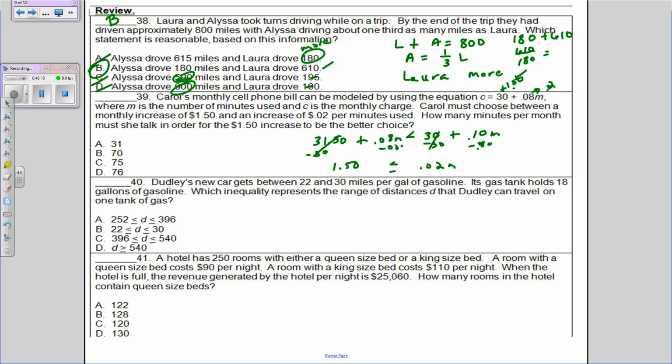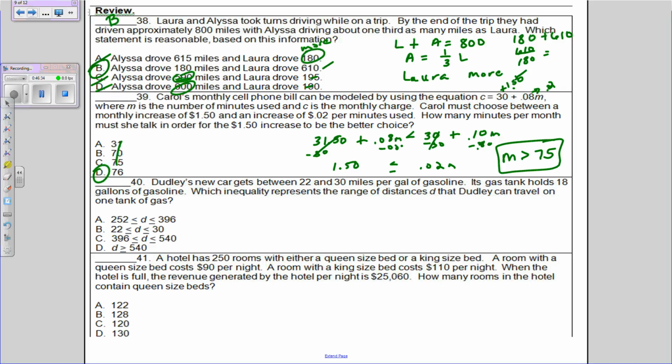And then when you divide that out, we get minutes are greater than 75. Now, I skipped a lot of algebra steps there, so you may need to think through those and then look back at the answer. So greater than 75, because we want it to be a better deal. None of those are greater than, so you pick D.